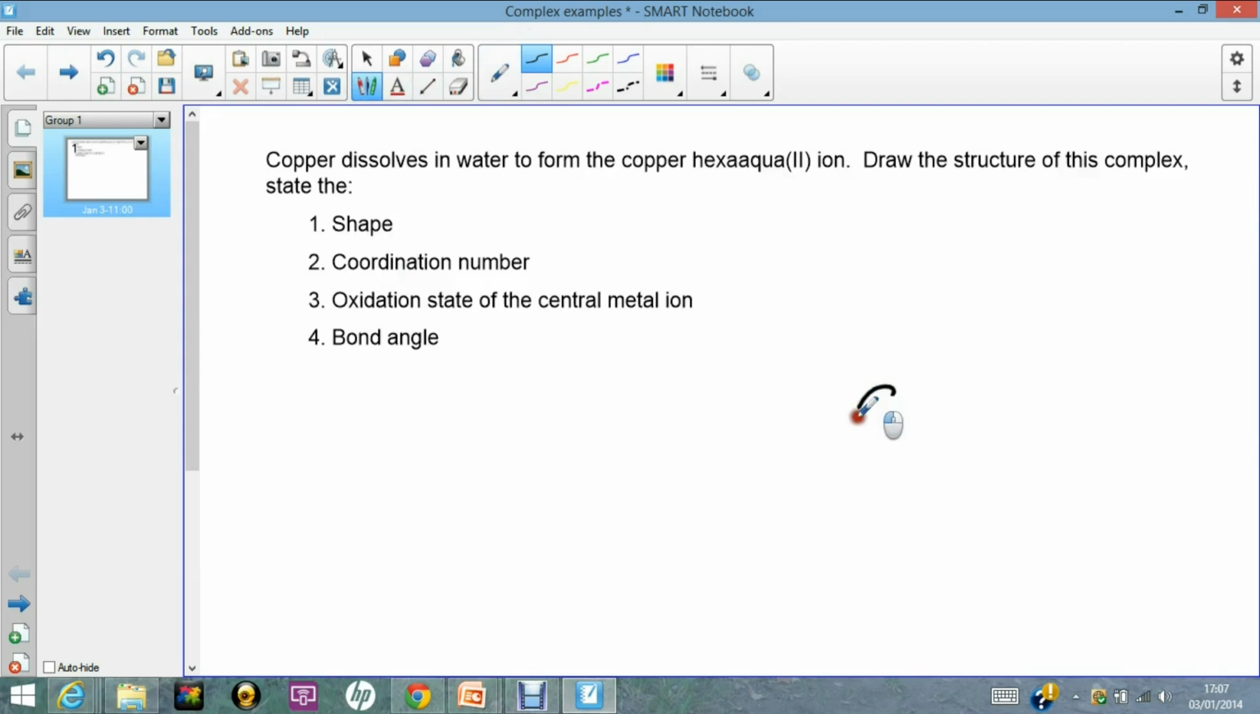So I'll start off with copper in the middle, and I know that copper's got a 2+ charge because of the 2. If it's hexa, that means there are 6 aqua waters. So we're going to have 6 bonds around the copper, which means that it's going to be octahedral. And each one of these is going to be a water ligand.